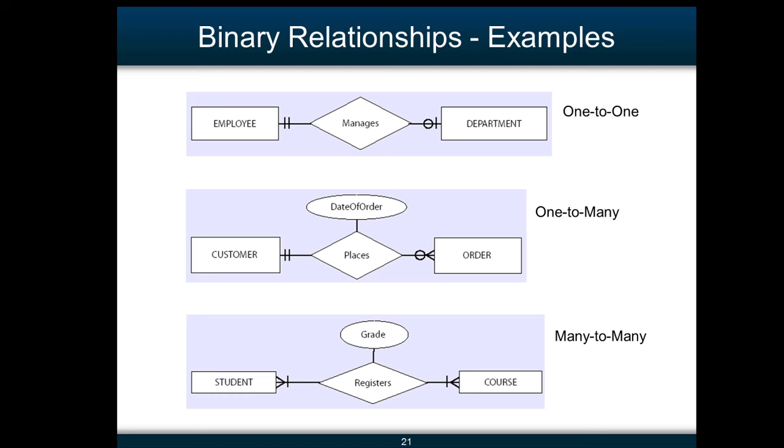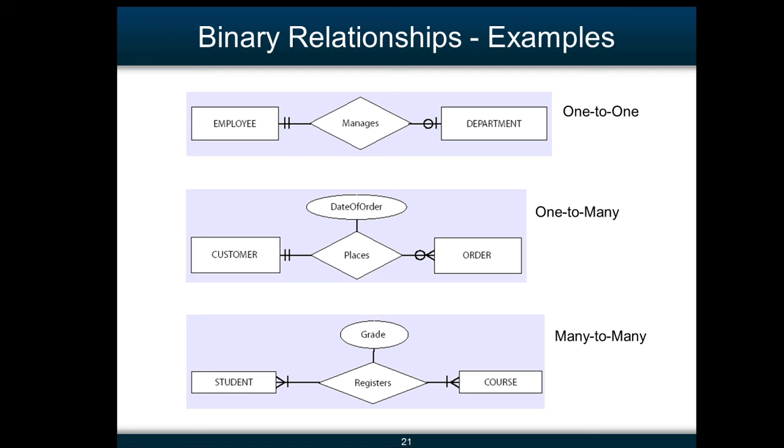And here the order is optional because a customer may not place a specific order. And the customer is mandatory because an order must be placed by at least one customer.